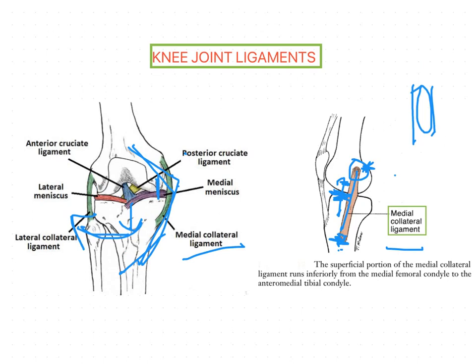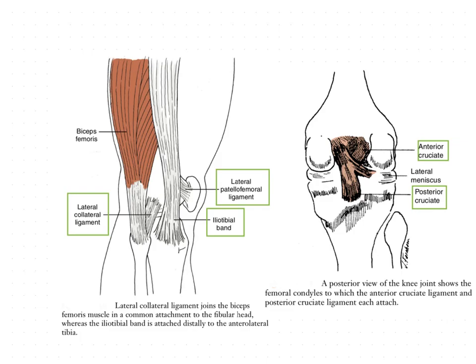Now we will see the lateral collateral ligament. So here we can find the lateral collateral ligament. It is located on the lateral side of the tibiofemoral joint, attaching proximally from the lateral femoral condyle and then traveling distally to the fibular head, where it joins the tendon of the biceps femoris at the distal end. And these two form the conjoined tendon.